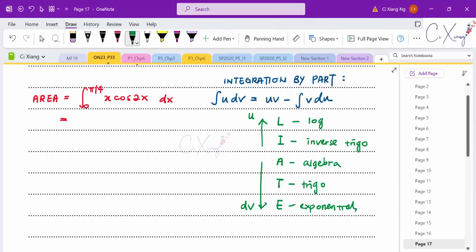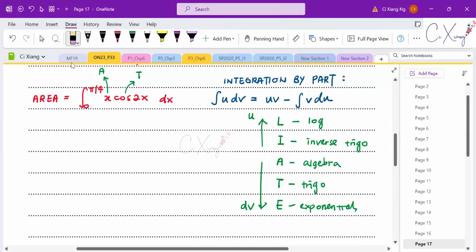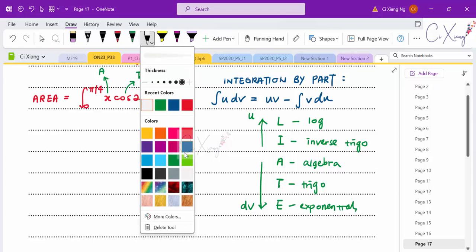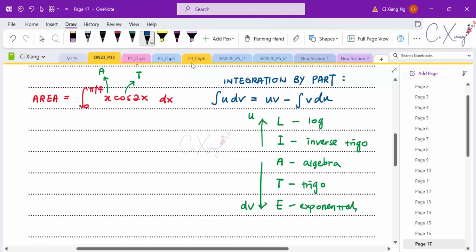So let's have a look at our function here. I'm having x cos 2x. Again, x is in the group algebra. Cos 2x is under the group of trigo. You can see from here, A is the higher group, trigo is the lower group. Therefore, the higher group will be u. So that means I will let u equals x.